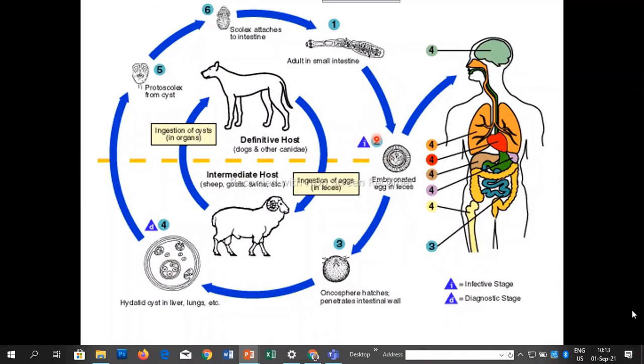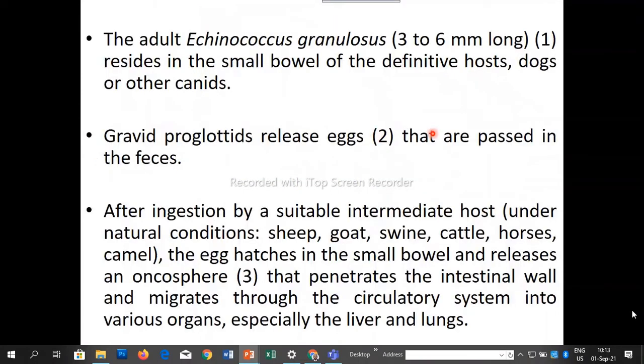Diagnostic stages are those eggs. The adult Echinococcus granulosus of 6 mm long resides in the small bowel of the definitive host, dog and other canids. Gravid proglottids will be released containing eggs that are passed in feces. After ingestion by a suitable intermediate host, under natural conditions sheep, goats, swine, cattle, horse, camel, the egg hatches in the small bowel and releases oncospheres that penetrate the intestinal wall and migrate through the circulatory system into various organs, especially liver and lungs.